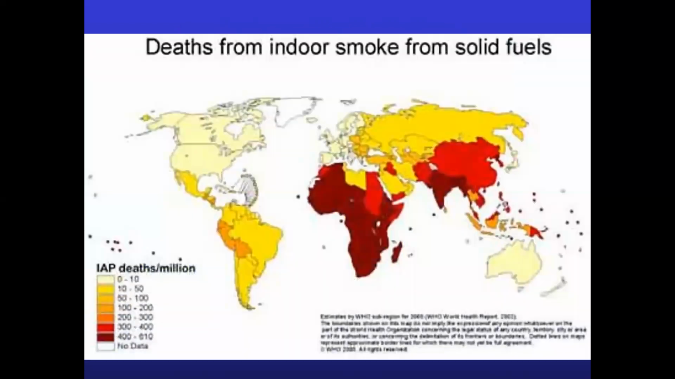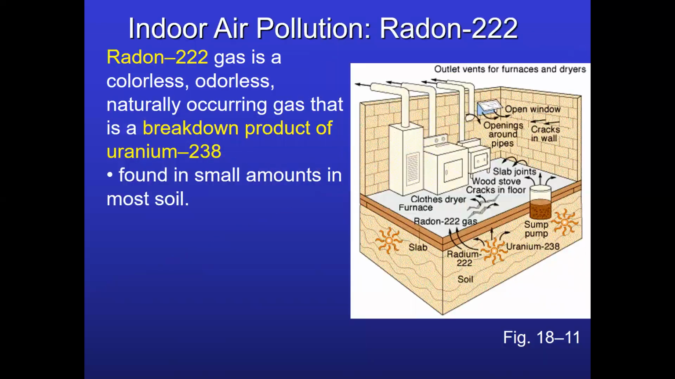So starting with smoke, if you use wood-fired stoves, et cetera, to do your indoor cooking, you're going to have more indoor air pollution from smoke. And that tends to happen more in developing nations. Moving on to radon, again, it's caused by the decay of uranium down in the earth, and the earth has a lot of these radioactive elements.